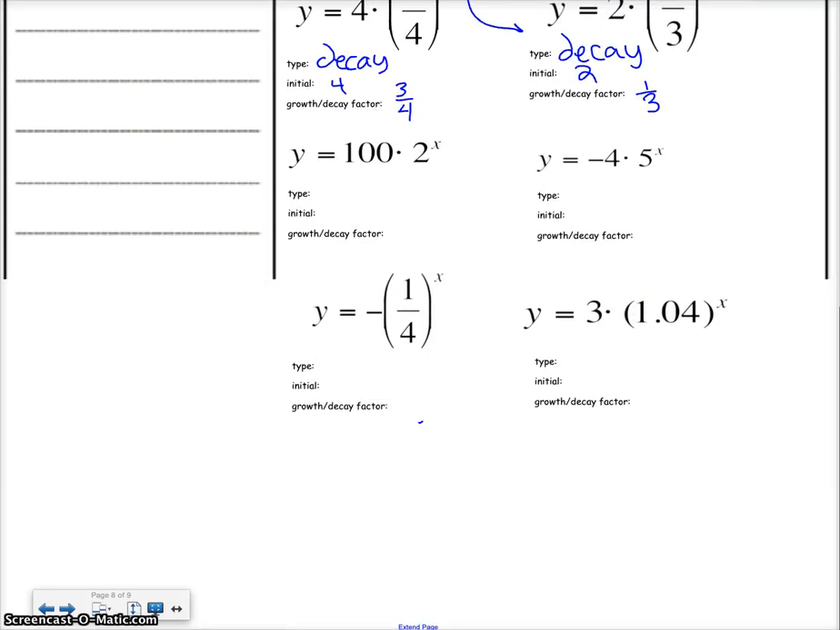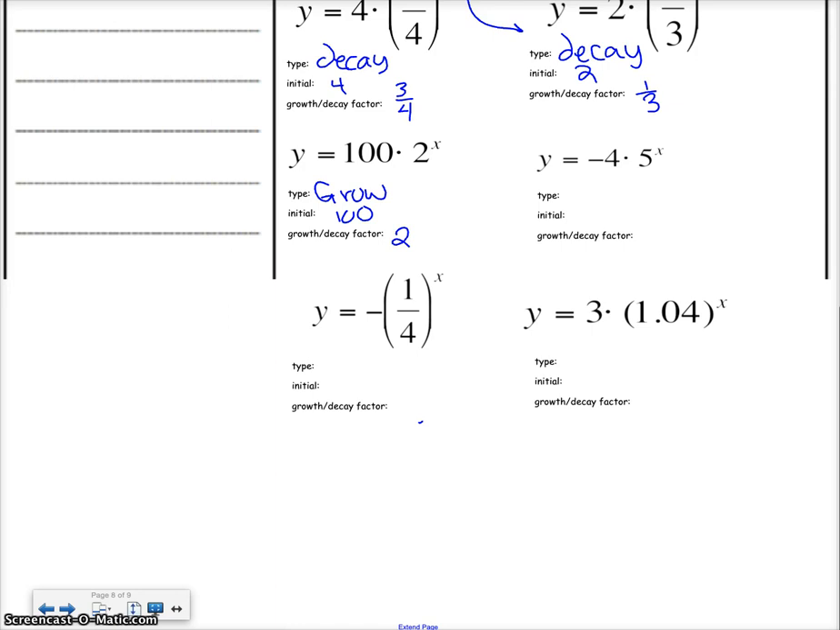What about the next one? Is this exponential growth or decay? Decay means that this is less than 1. So it is a growth, and the initial amount is 100. The growth factor is 2. Remember, if whatever is raised to the x power is bigger than 1, it's growth. If it's in between 0 and 1, it's decay.